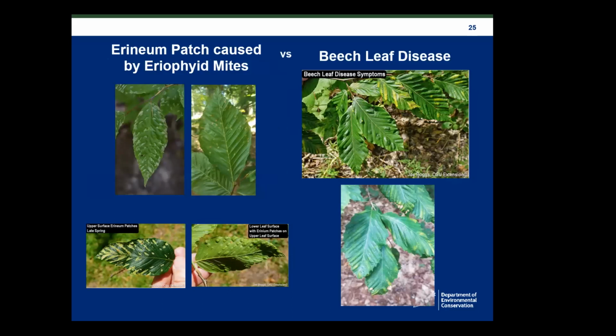Erineum versus BLD. The first lookalike that might be confused with BLD is the erineum patch caused by eriophyid mites. It is similar to BLD in that the damage is a gall, which is the tree's response to the organism. For the erineum patch, there will be a felt-like area on the surface of the leaf, and there might be some puckering on the other side. Most of the time I see light spotting like this, but in more severe cases, there can be some striping like this. BLD doesn't have that felt-like patch, and the thickened area takes up the entirety between the veins.